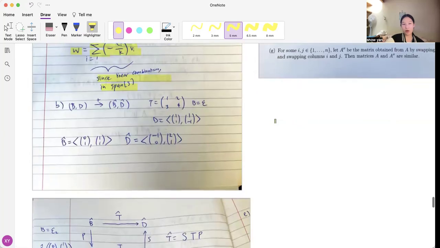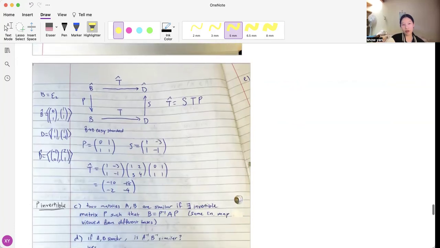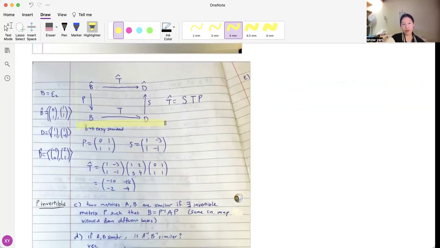And I'd say this is just bookwork. I wrote down the conditions over here, but this is not necessary. The major thing is drawing this arrow diagram. We want the bases B hat and D hat on the top, and the normal, original bases on the bottom. Our P goes from B hat to B, then T goes from B to D, and then S goes from D to D hat. So that is basically a roundabout way of getting T hat, because we don't know what T hat is.